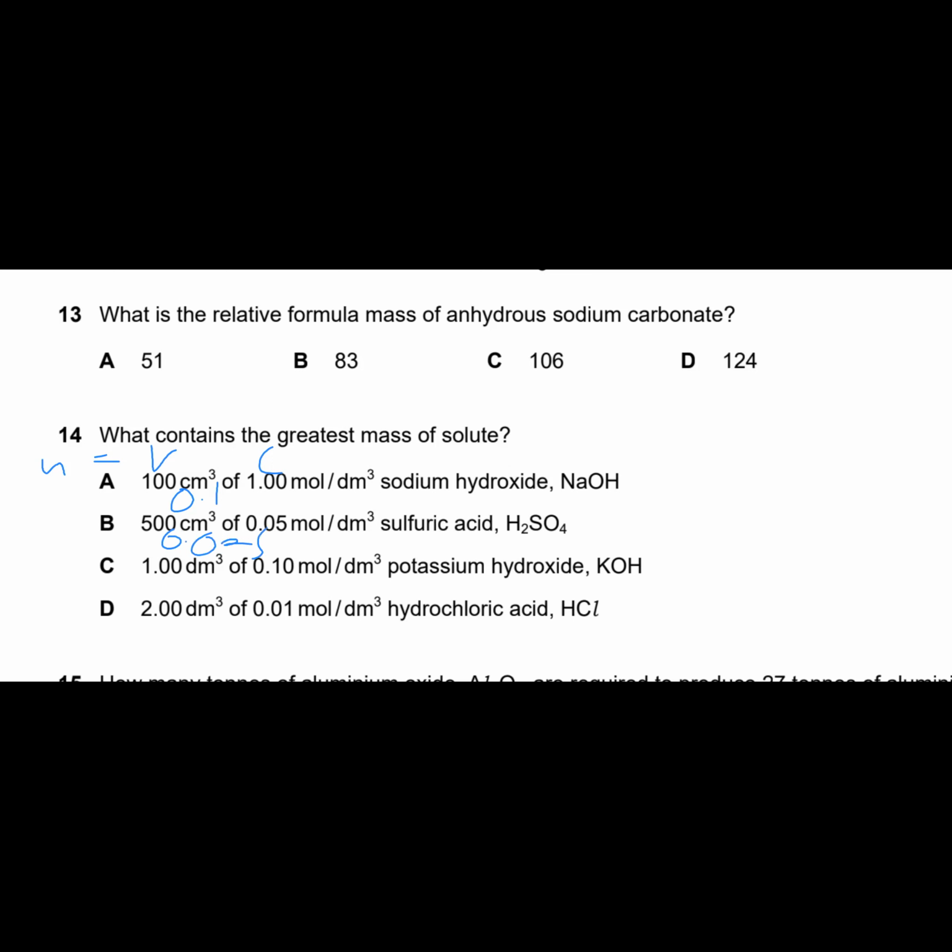Okay. Third one. What's the answer? Third one. 0.1. That is the same as the previous one, right? Then what about this one? Third one, 2 and 1, 0.01. Going to be 0.02, right? Okay. So this one is actually very low. You can omit it even.